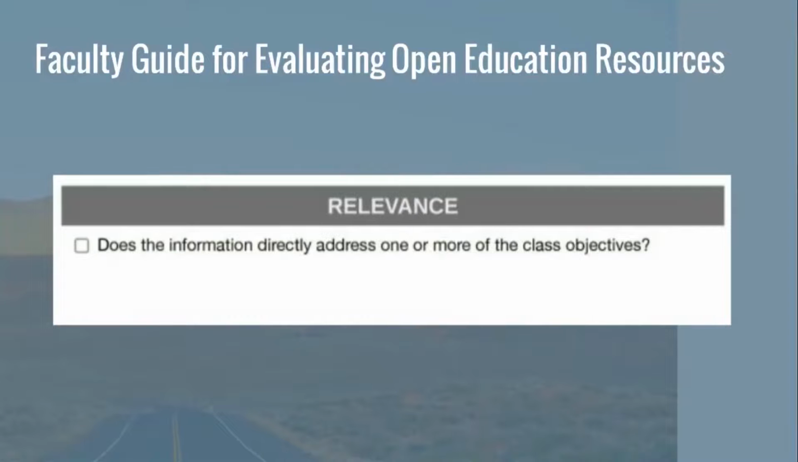The first criteria for evaluation is relevance, where you have to make a judgment on whether the information directly addresses one or more of the objectives of the course.